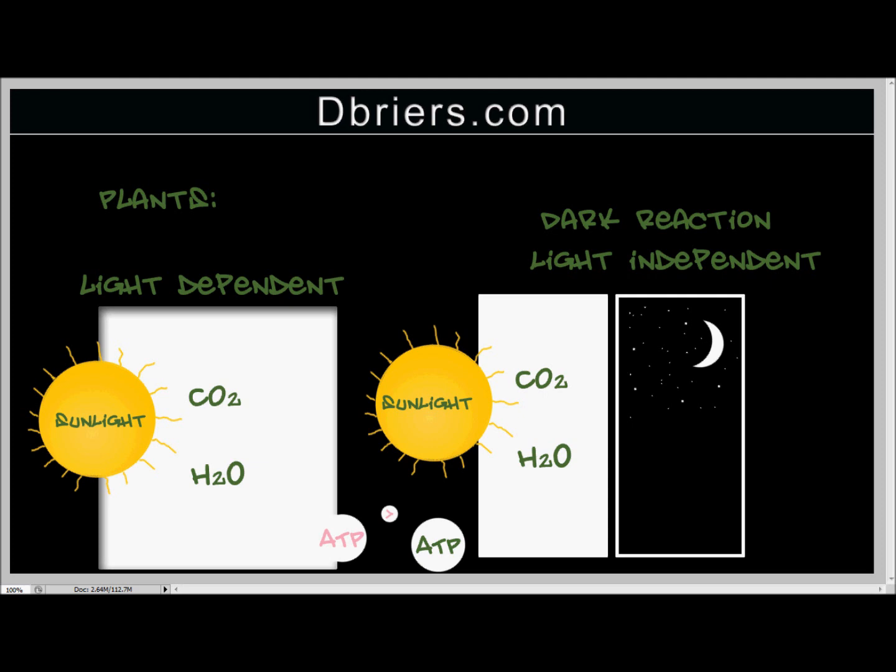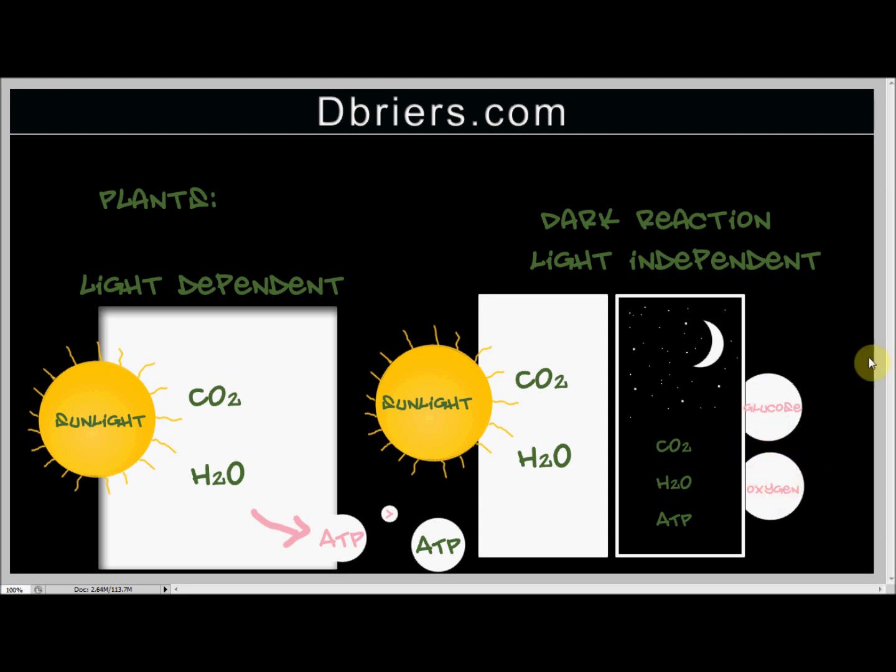Well, it's called the dark reaction because in many species of plants, the ATP produced from the light reaction is actually stored during the daytime. And at nighttime, the dark reaction will take over and use that stored ATP because it needs carbon dioxide, water, and ATP produced from the light-dependent reaction. And it will produce glucose and oxygen.